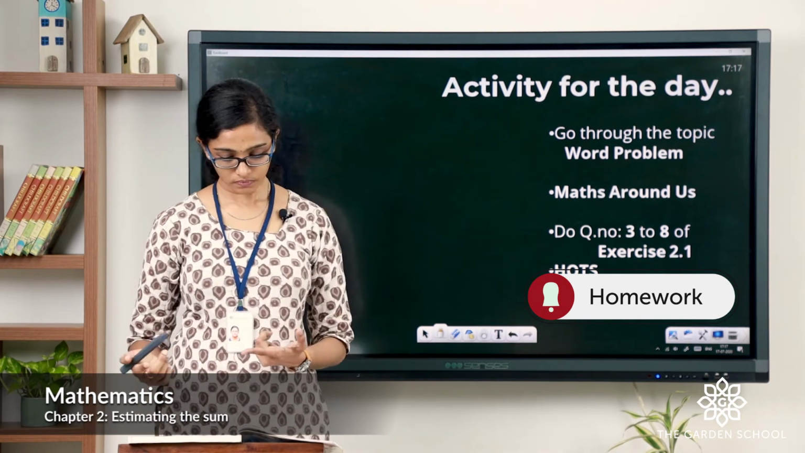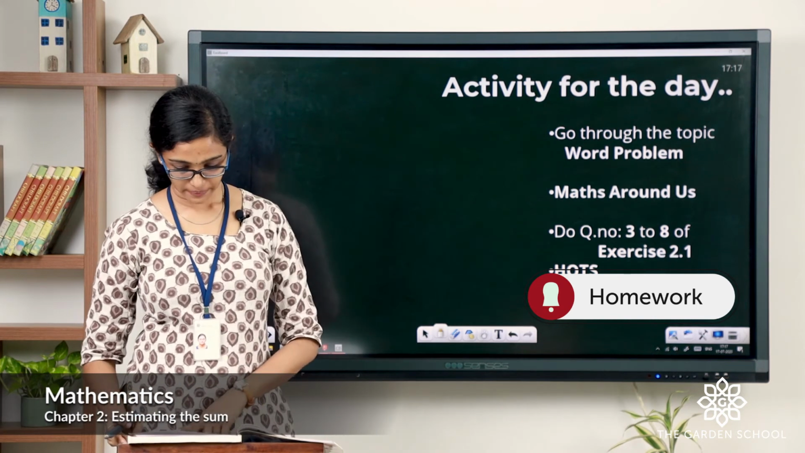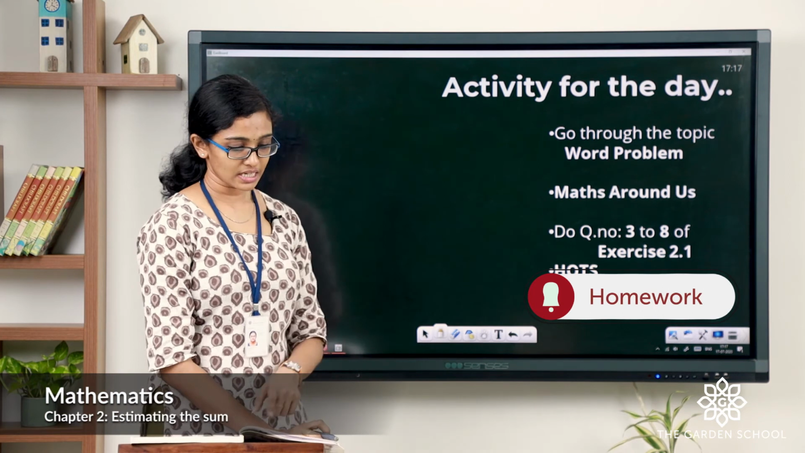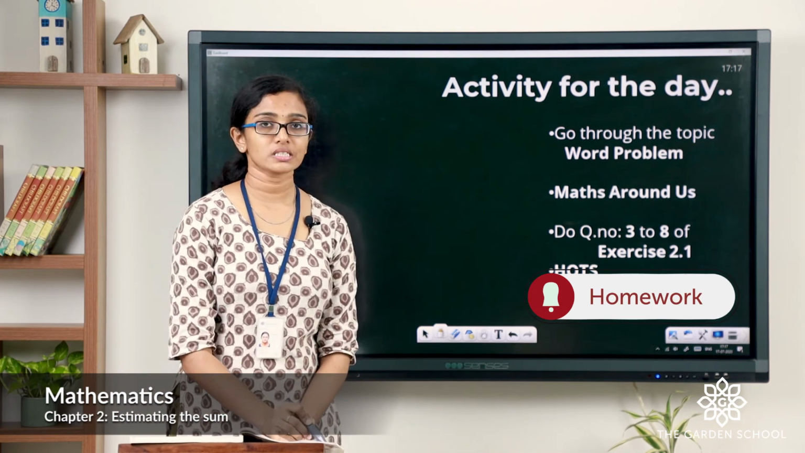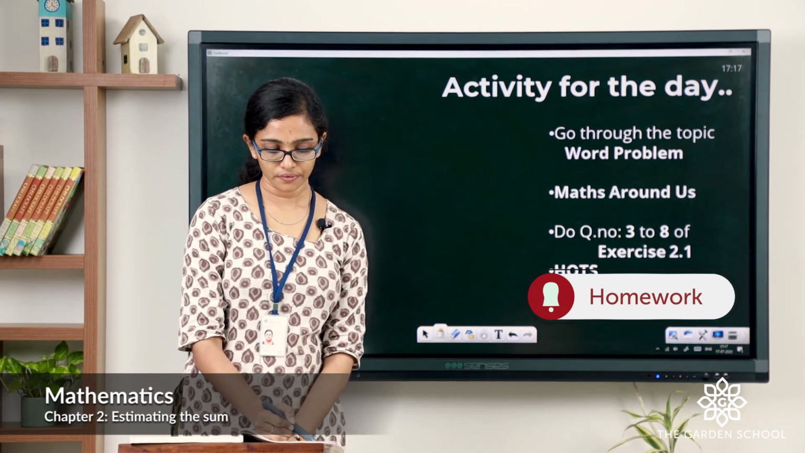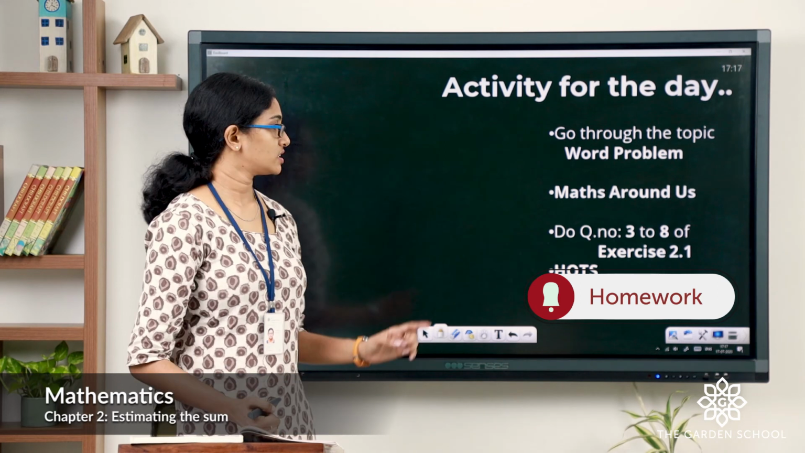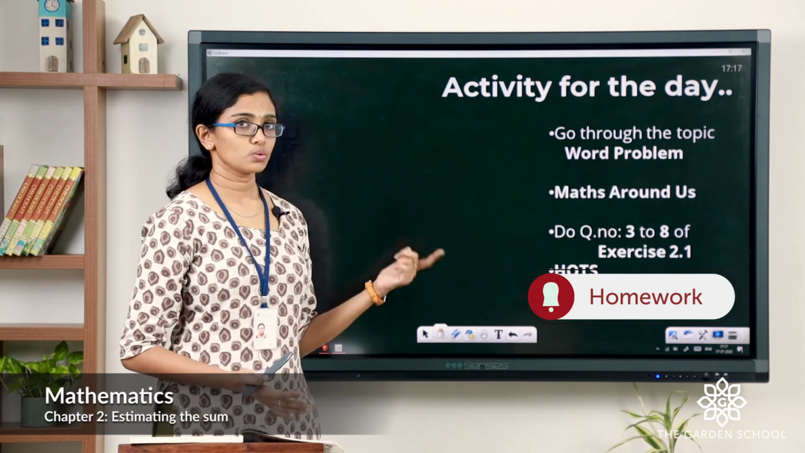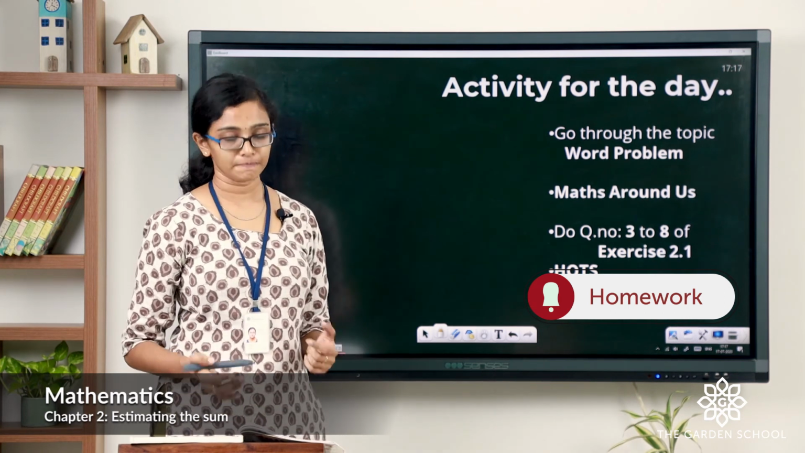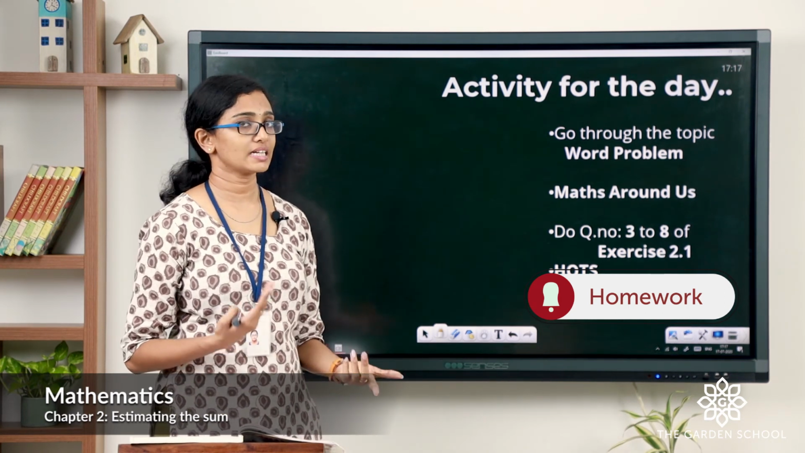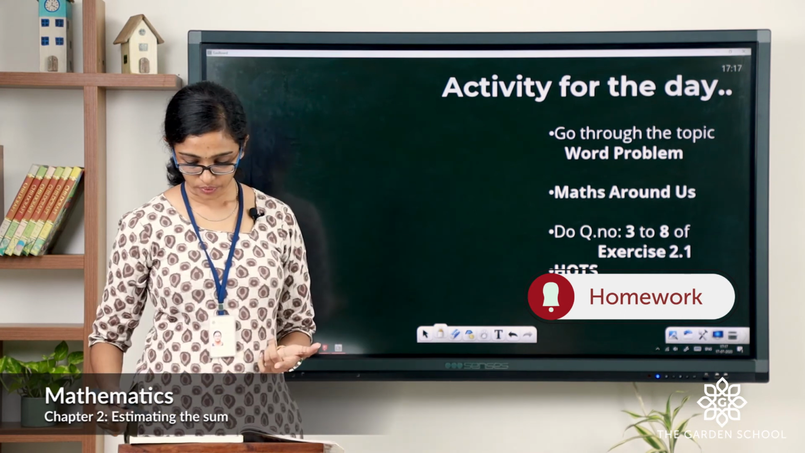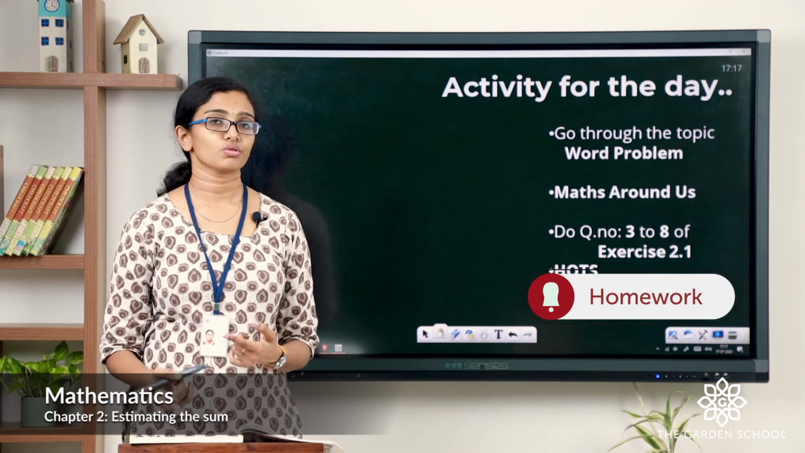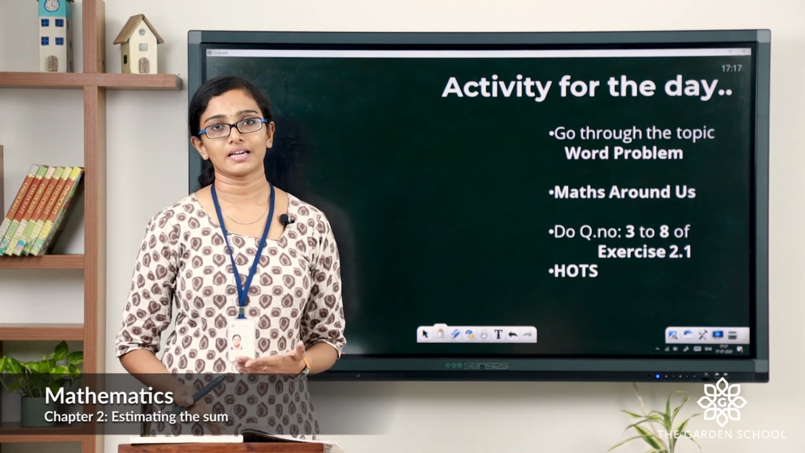And in page number 21, the exercise 2.1 starts. So from exercise 2.1, you have to do the question numbers 3, 4, 5, 6, 7 and 8. The question numbers 3 to 8. All the other questions you have already done. Do the rest of the questions, and please do take a picture and send it to us so that I can check it. Now also in page number 23, you can see the heading HOTS. Please go through that question also and do accordingly.